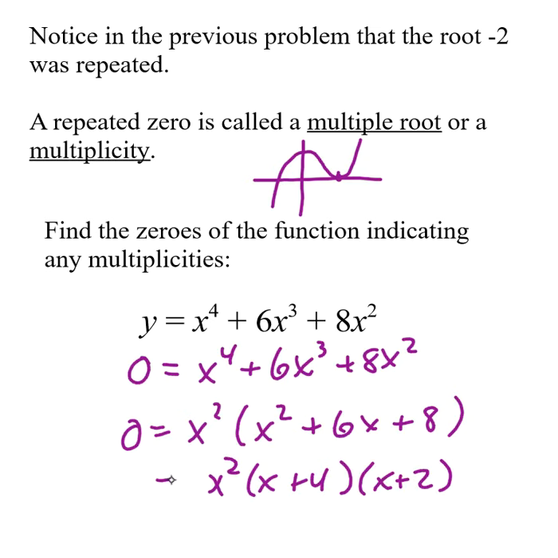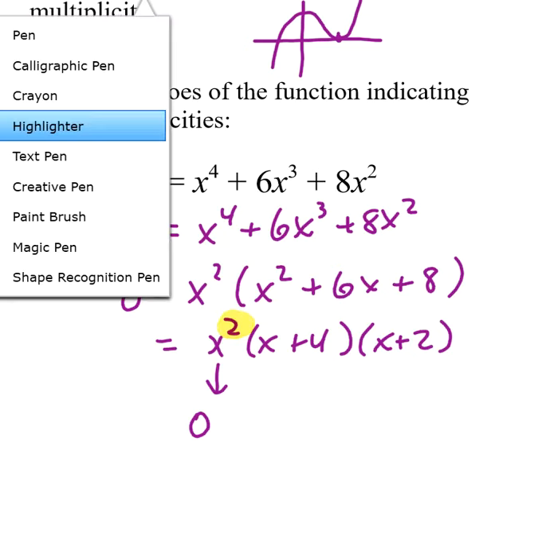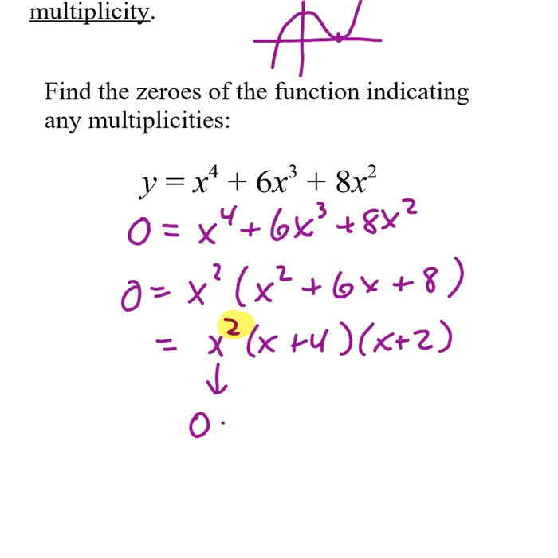I know the x squared's there. So this one is a 0. Notice the exponent up in this spot right here. Up here, that exponent, that's the piece that's telling me an even multiplicity. So 0 with a multiplicity of 2, -4, and -2.